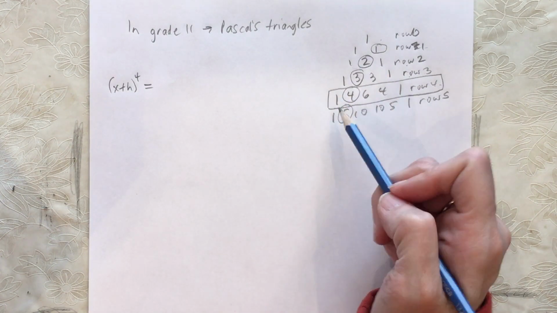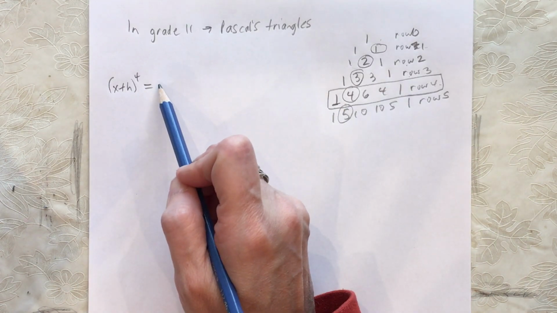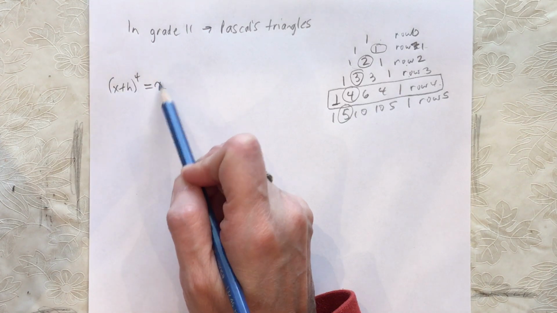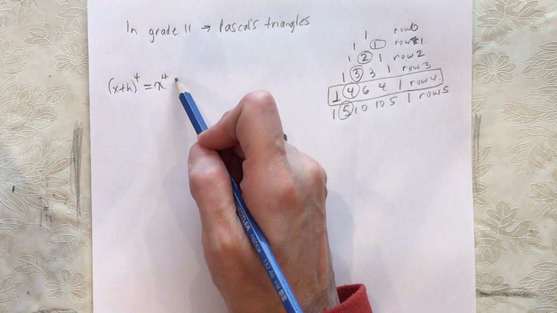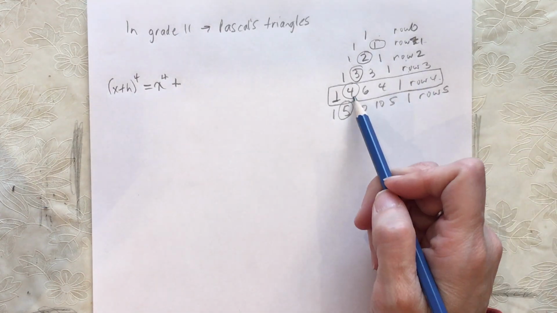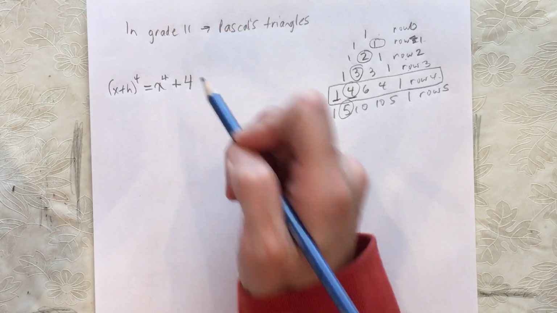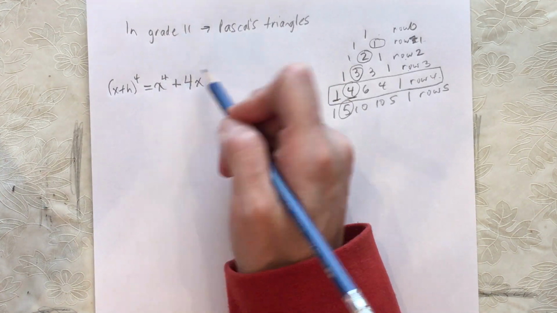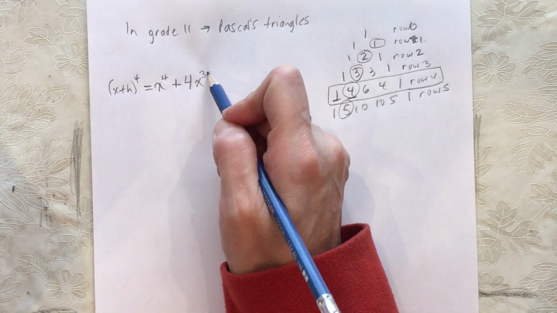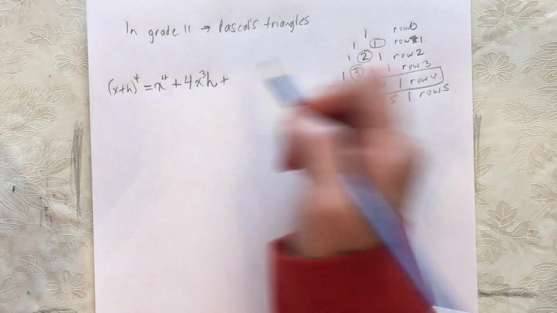For the first term, we would take the first number in Pascal's triangle, which is a 1, so you don't really need to show the 1, and it would be x to the fourth, h to the 0, which is also 1. And then for the second term, take the second number in the fourth row of Pascal's triangle, and that becomes our coefficient, so 4x. Reduce the exponent on x by 1, and increase the exponent on h by 1. So h goes from an exponent of 0 to an exponent of 1.